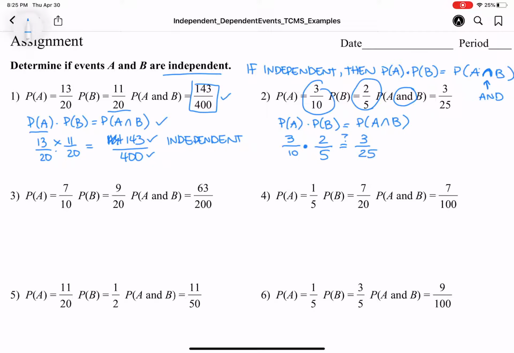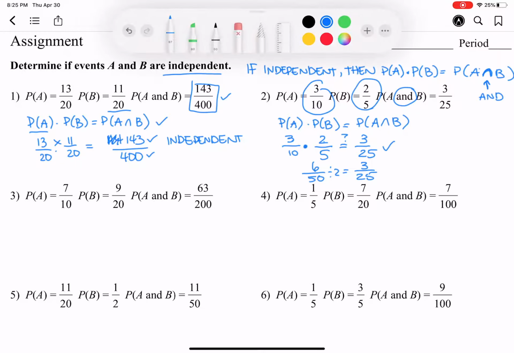Well, let's find out. What is 3 times 2? That's 6. Okay, and in the denominators, we have 10 times 5, which is 50. Now I can simplify these two by dividing both top and bottom by 2. And that gives me 3 over 25, which is what we have here. So that would mean that event A and event B are independent.